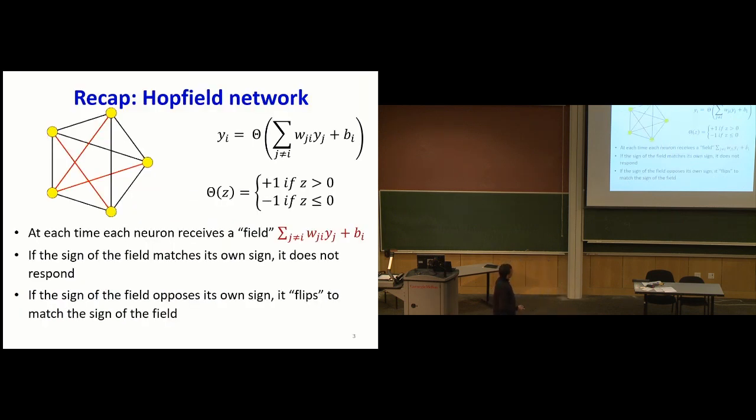And so the way this behaved, at each time, each neuron can be thought of as receiving a field, which is simply this affine combination coming into the neuron. And if the field is positive, the output becomes positive. Another way to think about it is that if the output is already positive and the field is also positive, the output doesn't change. On the other hand, if the output is currently negative and the field is positive, the output is going to flip. And vice versa. If the output is currently positive and the field is negative, once again, the output is going to flip. So at each time, each neuron receives this field, and if the sign of the field matches its own sign, it does not respond. If the sign of the field opposes its own sign, the neuron flips.